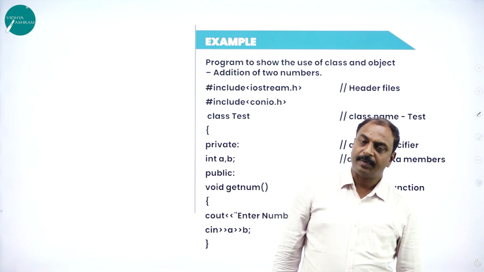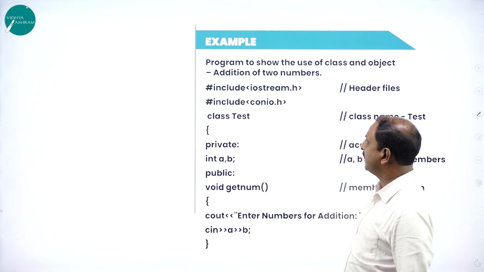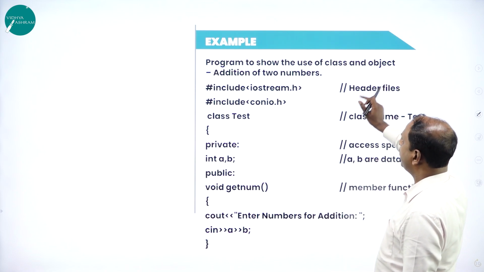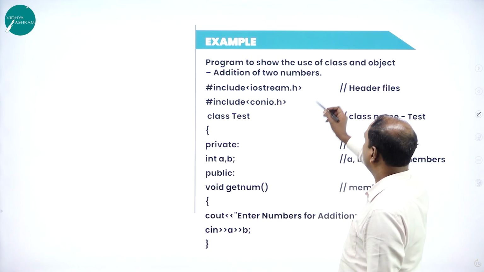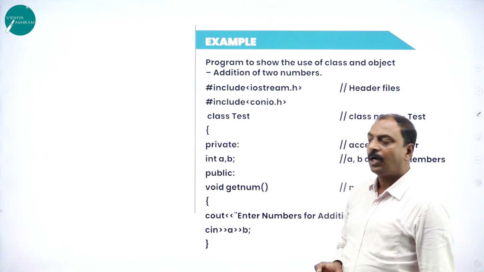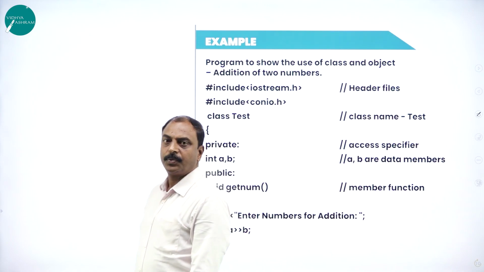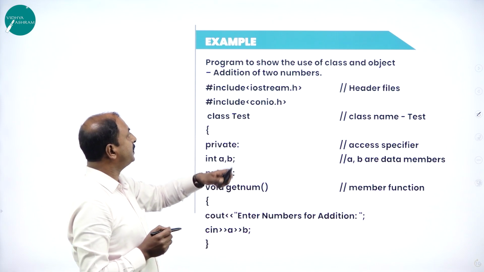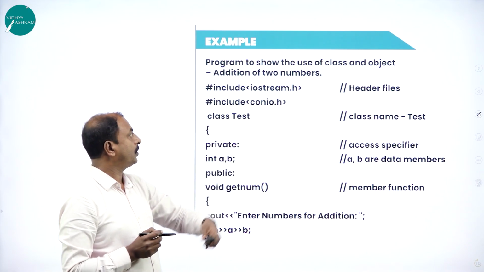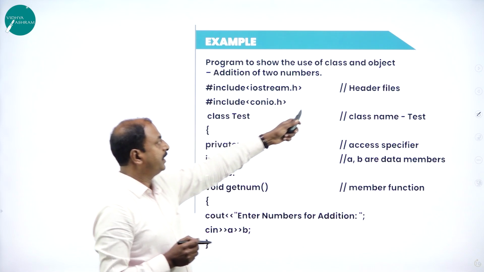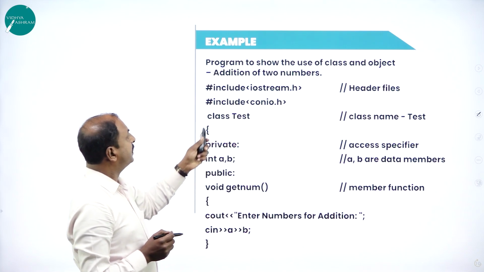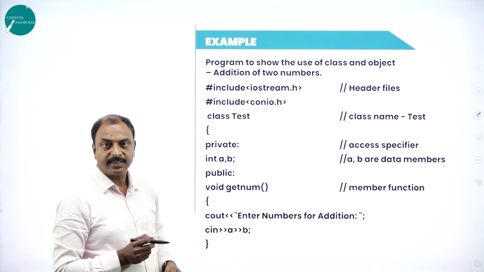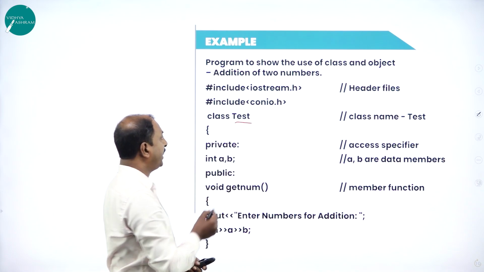Let me explain the same concept with an example: a program to show the use of class and objects. Let us take an example of addition of two numbers. How does the program start? The program starts with the header files, hash include iostream.h and hash include conio.h. Next, class is the reserved word, and test is the name of the class.